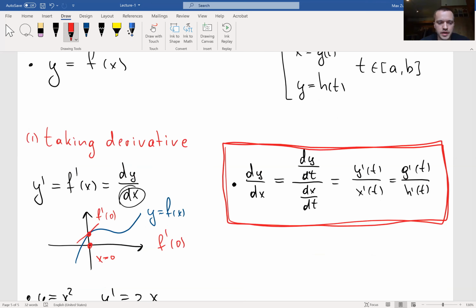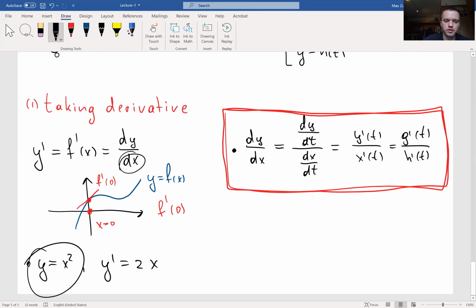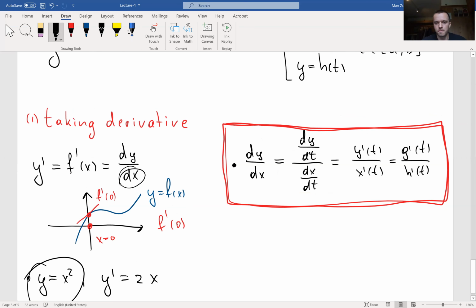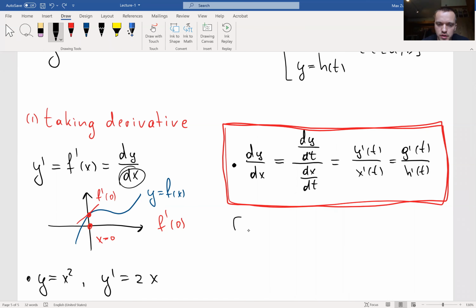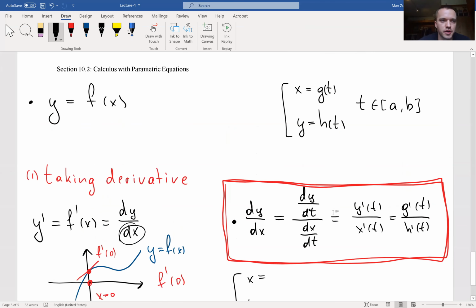So let's do an example. Let's take the same function over here, y is equal to x squared, but I'm going to take its parametric form. Can anyone give me the parameterization of the parabola, for example? What is your x and what is your y? But I have a question. Is it g prime over h prime or h prime over g prime? Oh, sorry. Yeah, thank you. It's h prime over g prime, y prime over x prime.